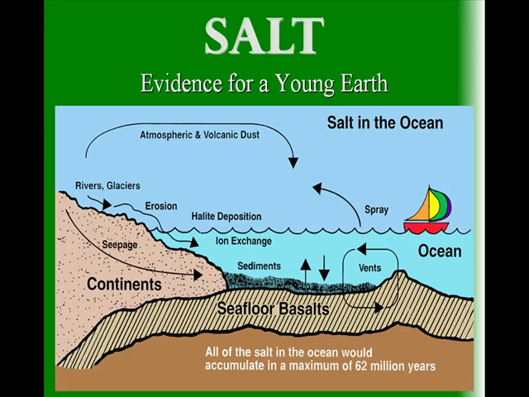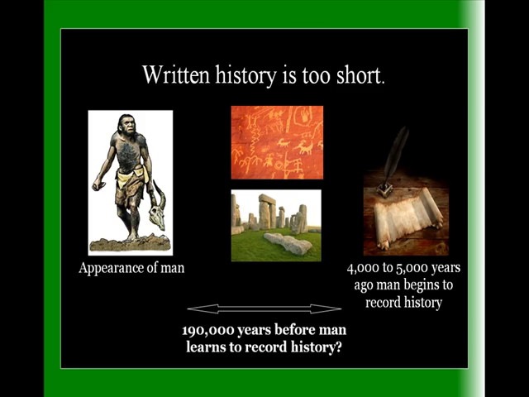And my understanding is it would accumulate in a maximum here of 62 million years. Now, of course, that doesn't mean that it took 62 million years, because the oceans were probably created salty in the beginning. And so it wouldn't actually take that long, but clearly that is inconsistent with the idea that the Earth is 4.6 billion years old.